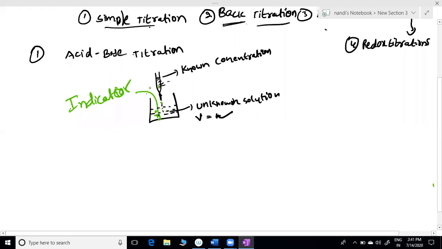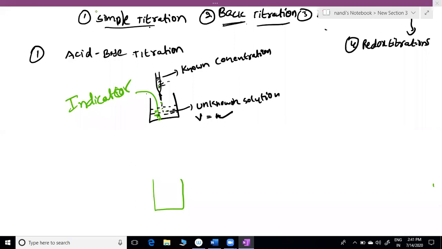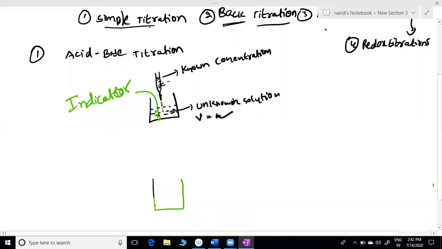They will use one more term, endpoint. Endpoint means wherever the reaction is going to be complete between two. Suppose I am taking here, suppose we are taking here one solution.